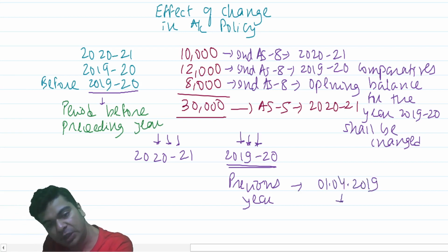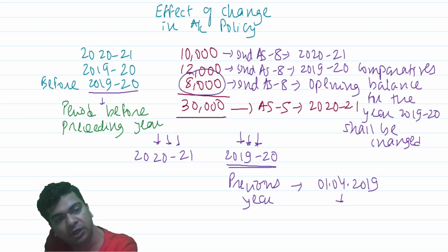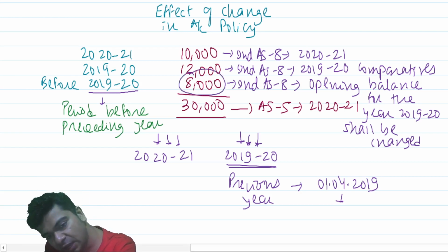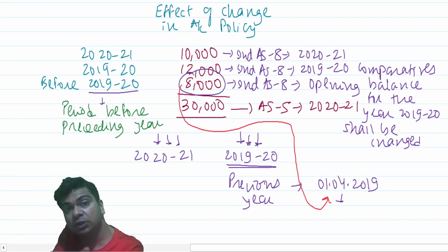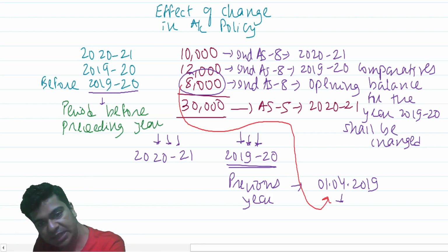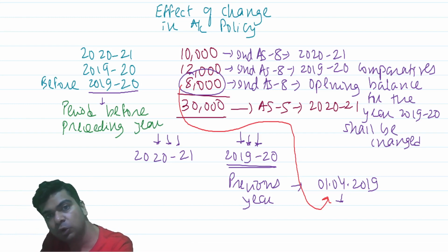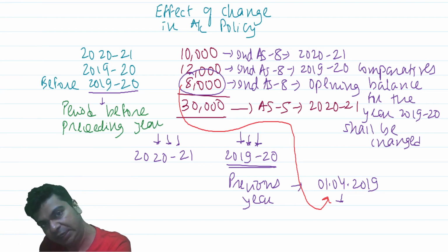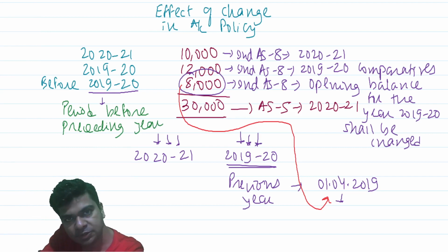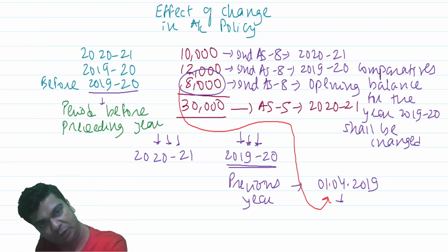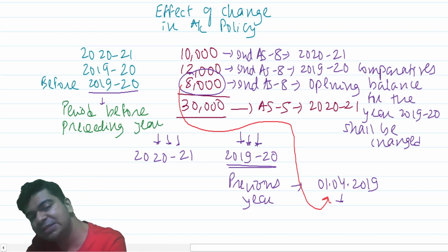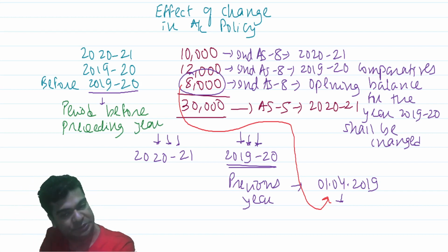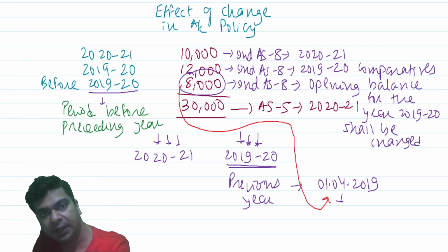Hence, on 1st April 2019, whatever is this 8,000, this 8,000's effect should be given in the opening balances, because this is for the year before it, right? This 8,000 is for the period before 2019-20. Hence, if the years before 2019-20 are debited by 8,000 rupees, the immediate consequence will be that the opening balances of the beginning of the previous year will change.